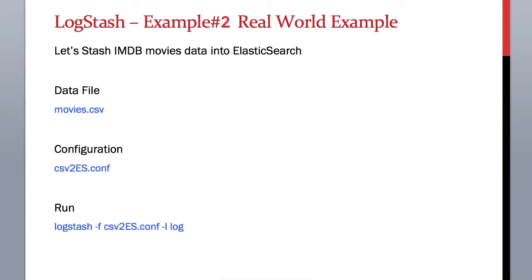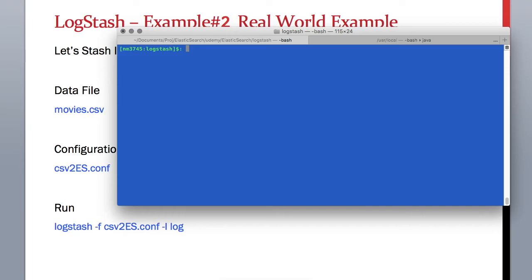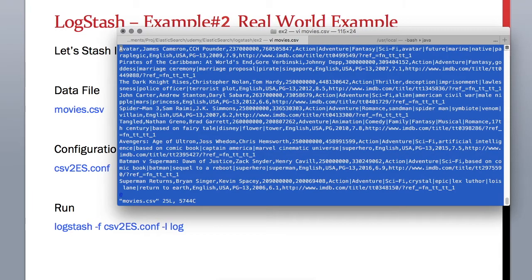So let's open the terminal. Under the LogStash directory, go to example number 2. Now here, let's open the CSV file first. Let's see what's in there. So here you can see we have some records related to movies. The first one is Avatar, director name, and so forth. So it has a few records for some of the top movies downloaded from IMDb. And all these records are separated by comma.